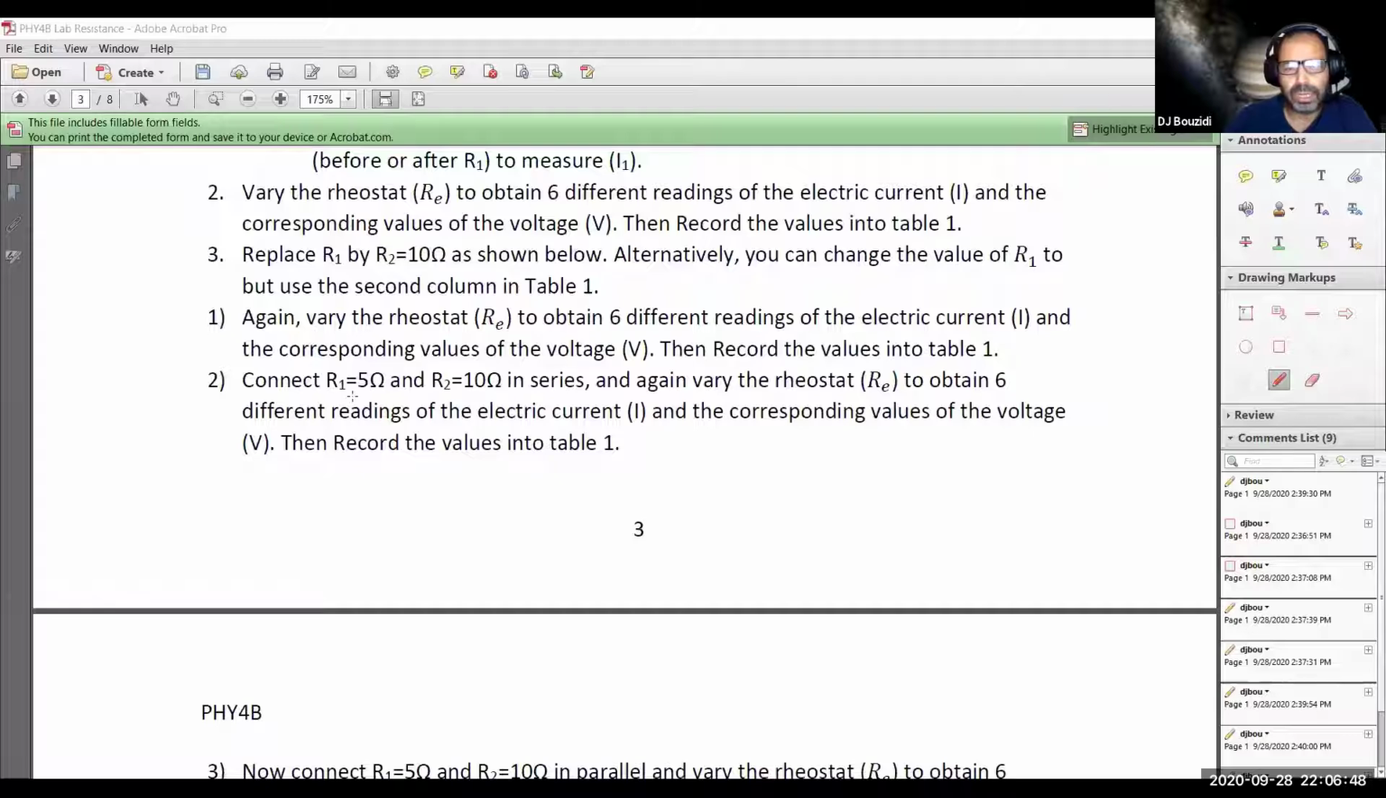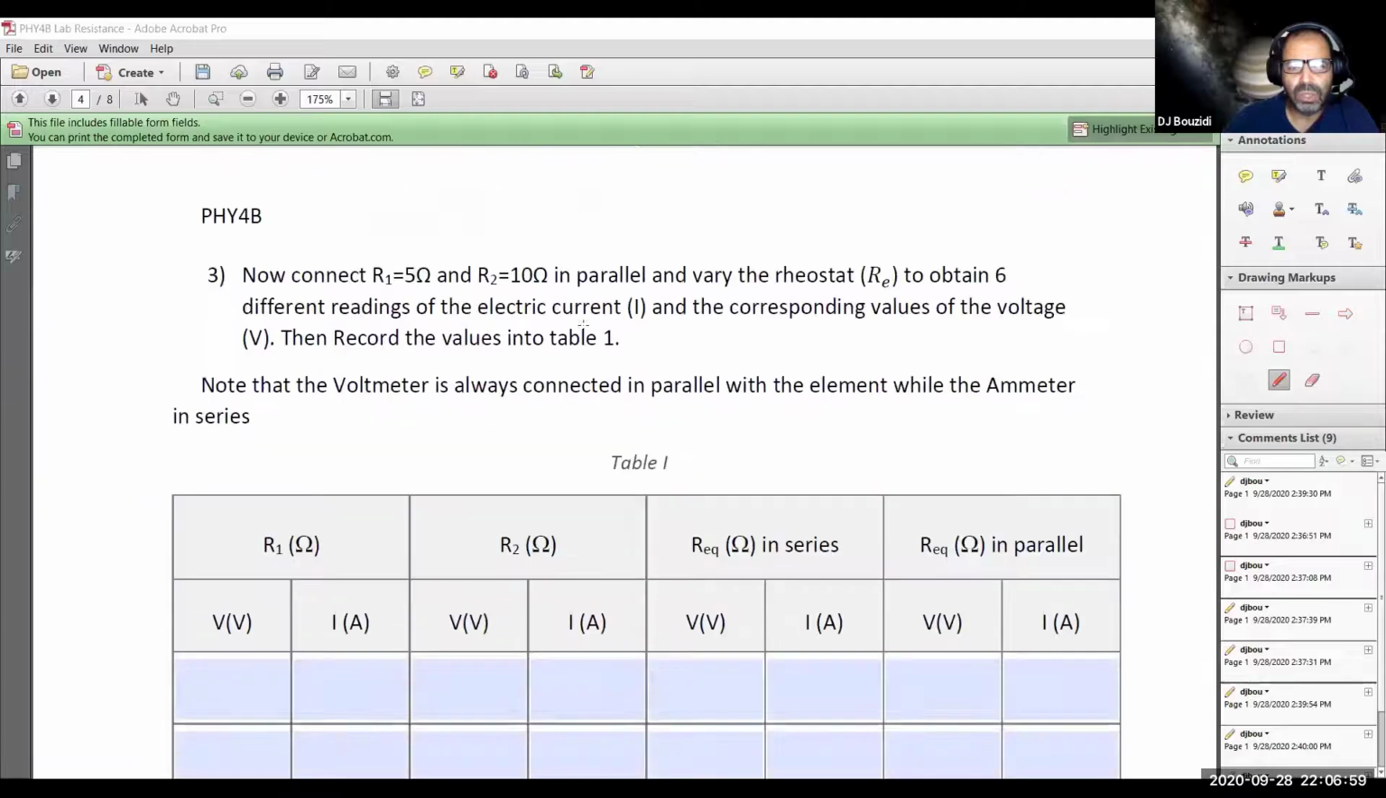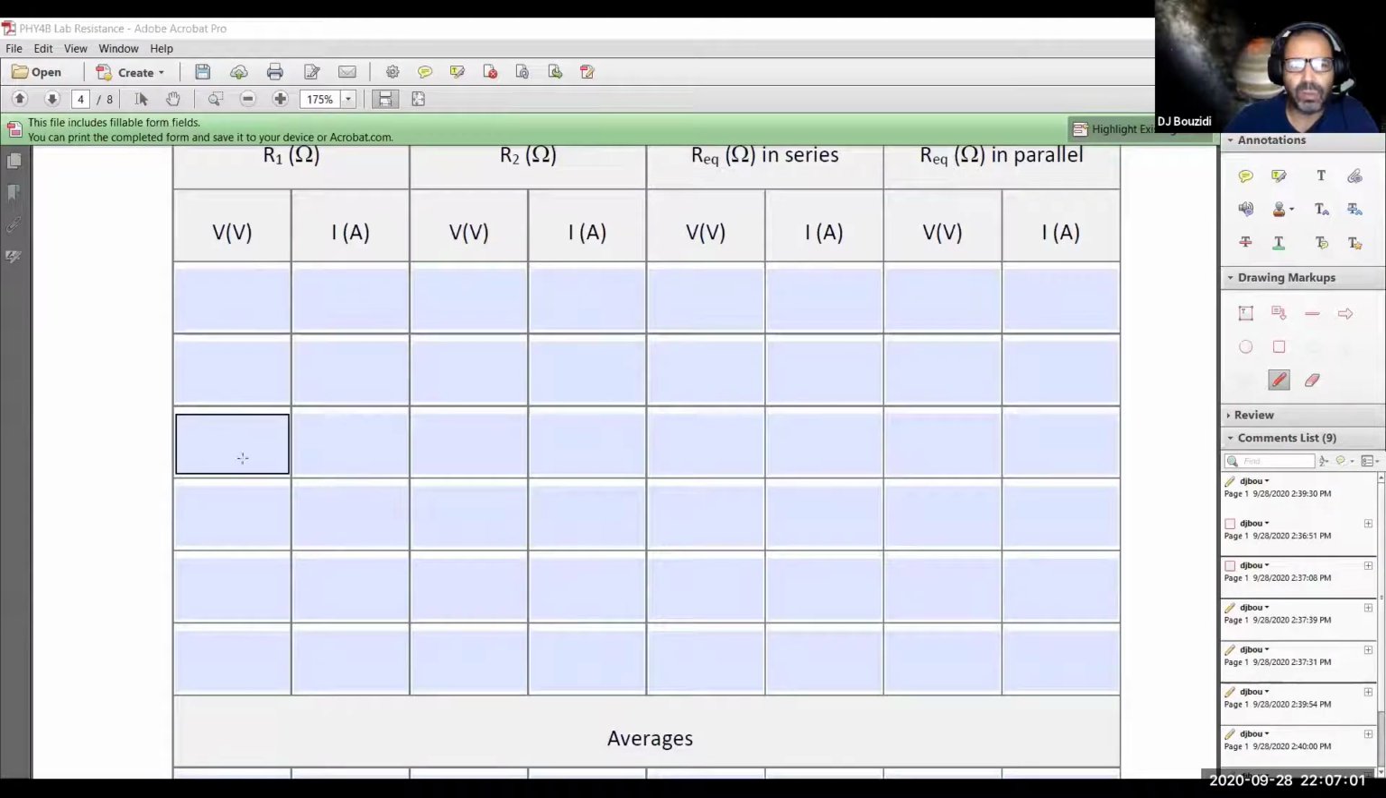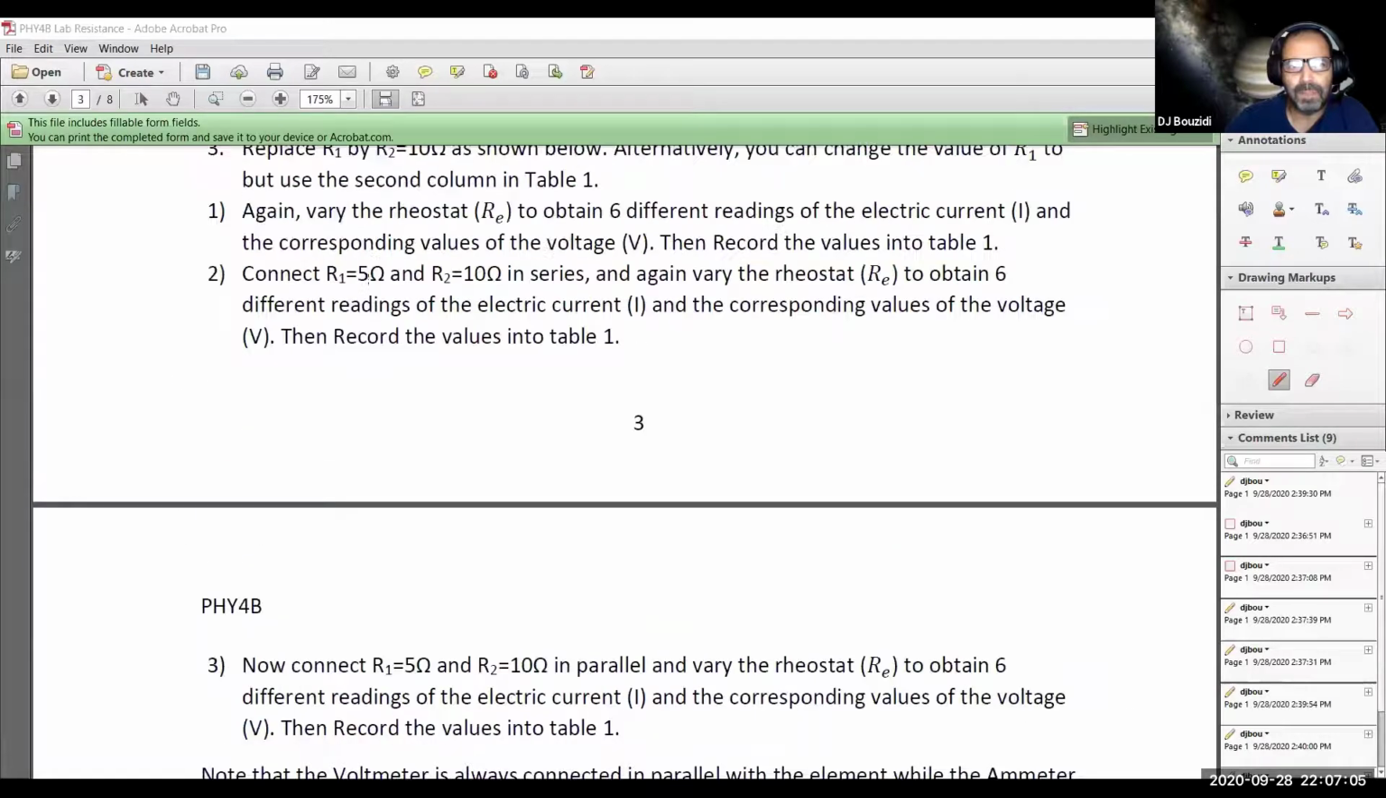So now connect R1. Okay, so we're going to do a different data first of all. Vary 6 different values, then connect it, okay? So we're going to get these 6 data points, 1, 2, 3, 4, 5, until we get all of these things in here, okay?